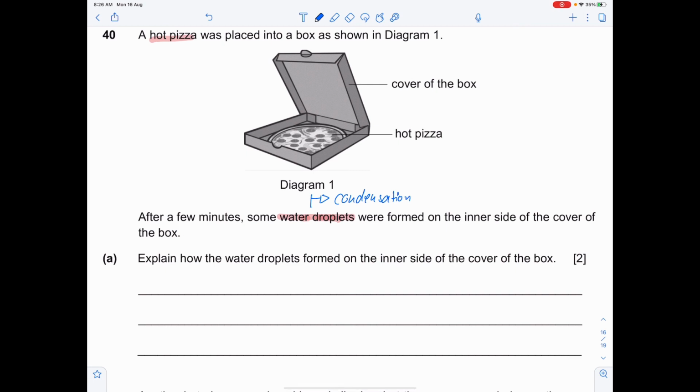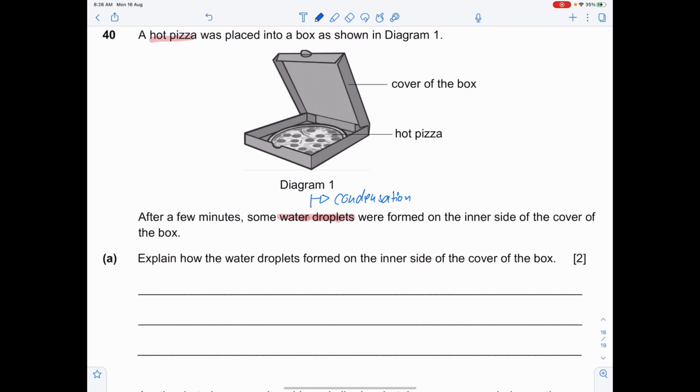So in this case, it's really about how you identify it. Then the rest is pretty straightforward if you ask me, because the warmer water vapor will rise, and when it rises, it touches the cooler surface of the box, loses heat to it, and then condenses to become water droplets. Okay, so how would your answer look?